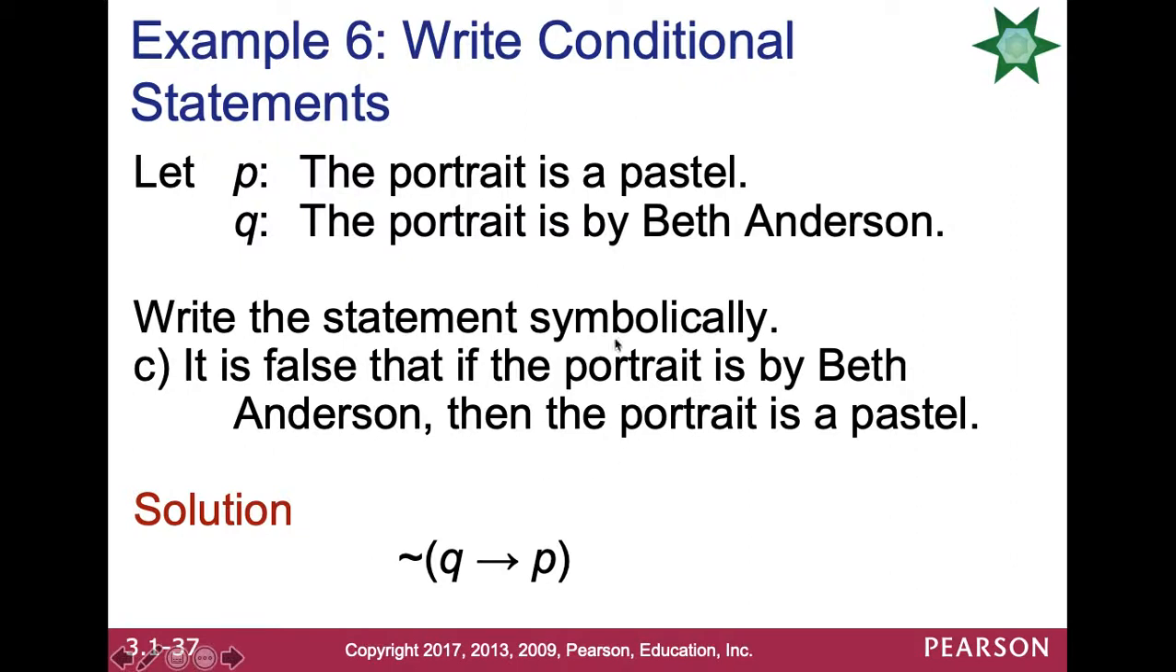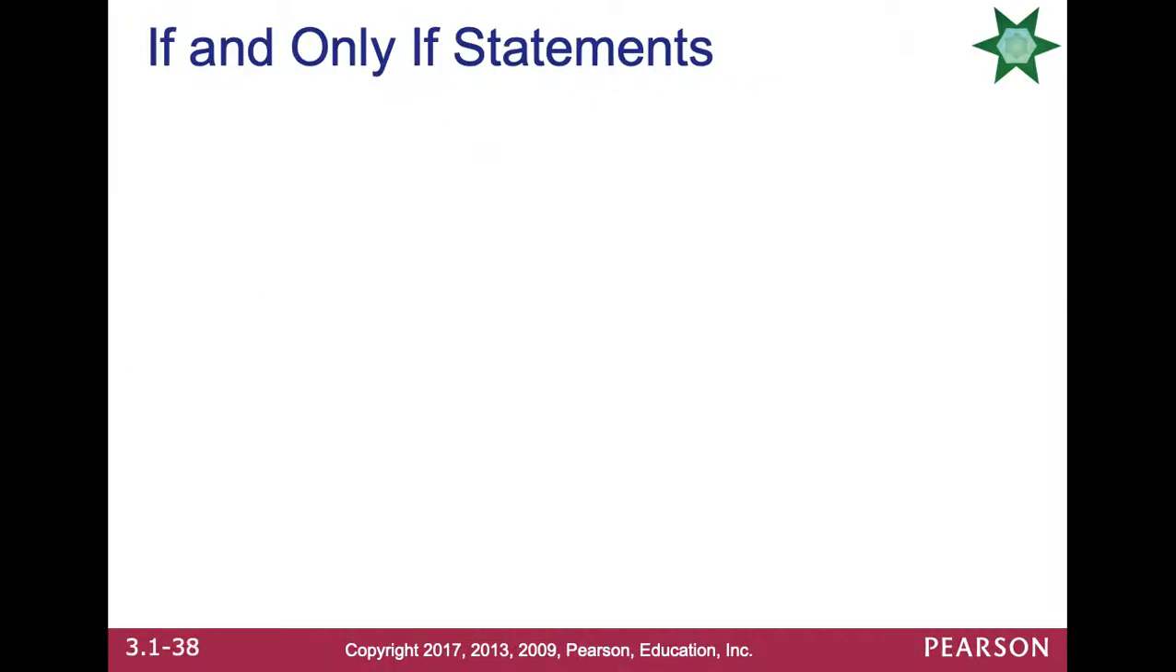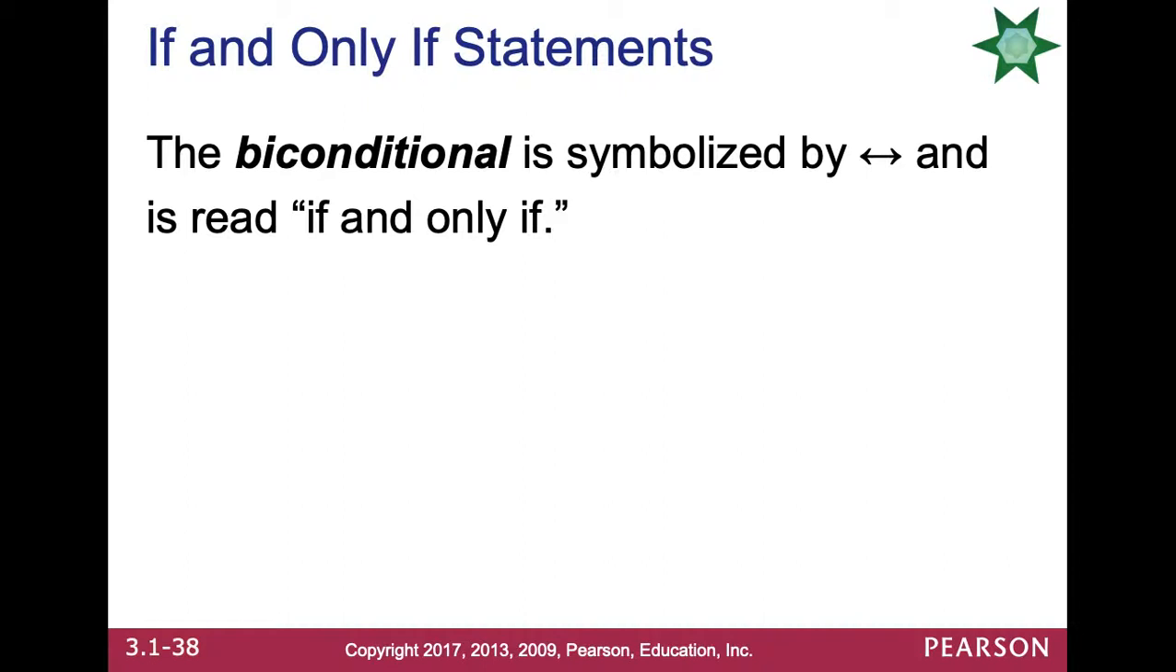We can write this symbolically as not the quantity Q then P. So what did we miss? We missed the comma there. So there's a grouping there. It is false that if the portrait is by Beth Anderson, so here is the principal statement right here: if the portrait is by Beth Anderson, then the portrait is a pastel. We're negating the whole bunch, so it's not the quantity Q, then P.